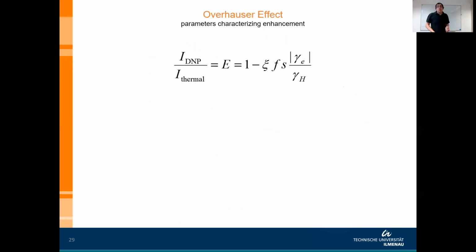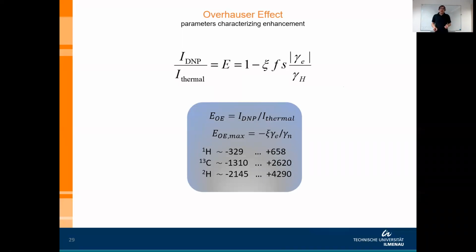Then what we see here at the end, coming back to this equation, is that the enhancements that you can get, the maximum values, are regulated by the ratio of the gyromagnetic ratios of the electron and the nucleus that we are interested in, and the coupling factor at the end. Maximum value 1 when you have scalar interaction, 0.5 when you have pure dipolar interactions. It can be a combination of both.